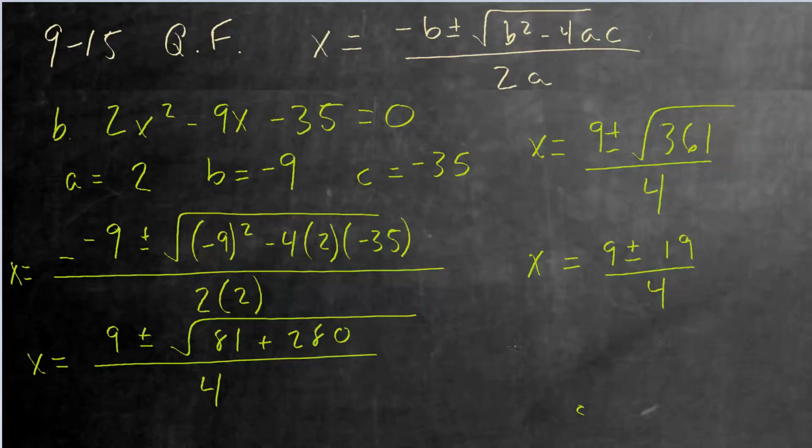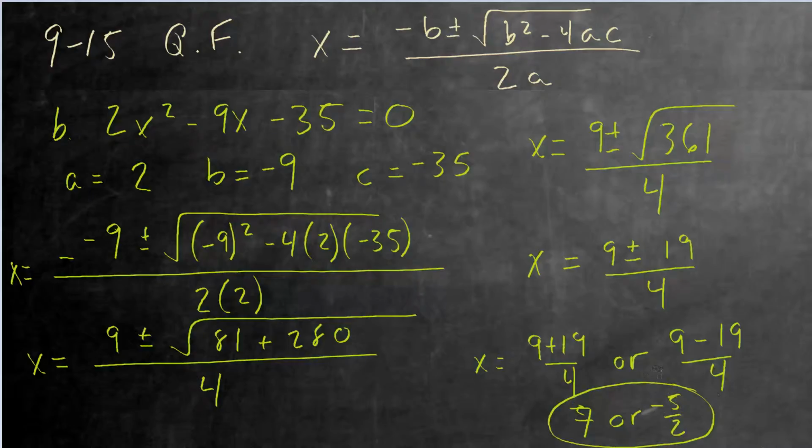So let's write it out. X equals 9 plus 19 over 4, or 9 minus 19 over 4. 28 divided by 4 is 7, or negative 10 over 4. Let's call that negative 5/2. Got our 2 answers.